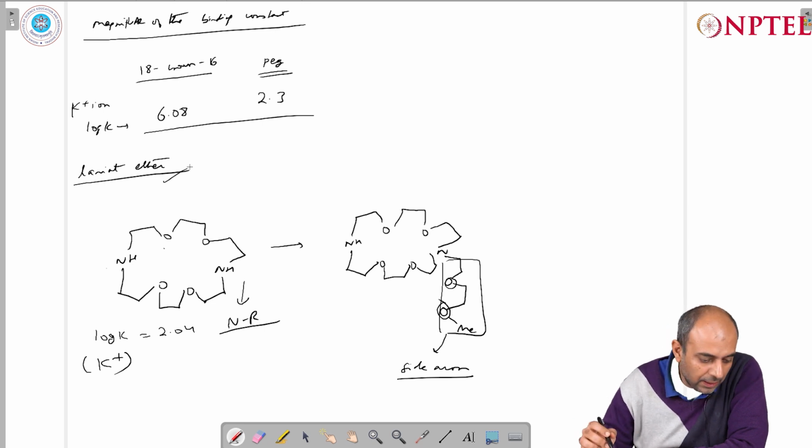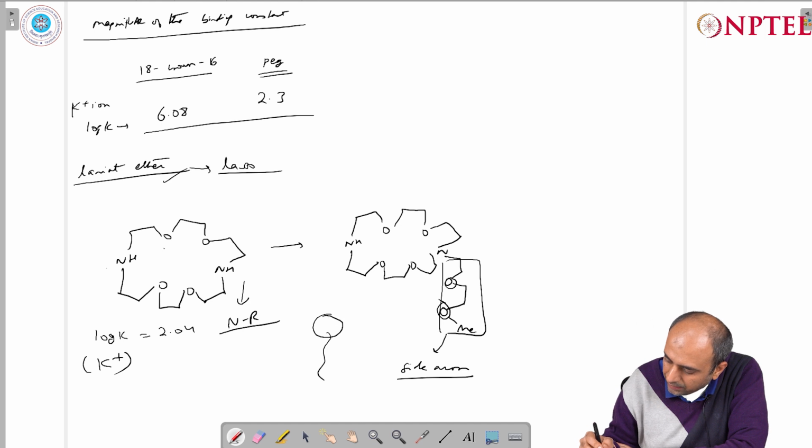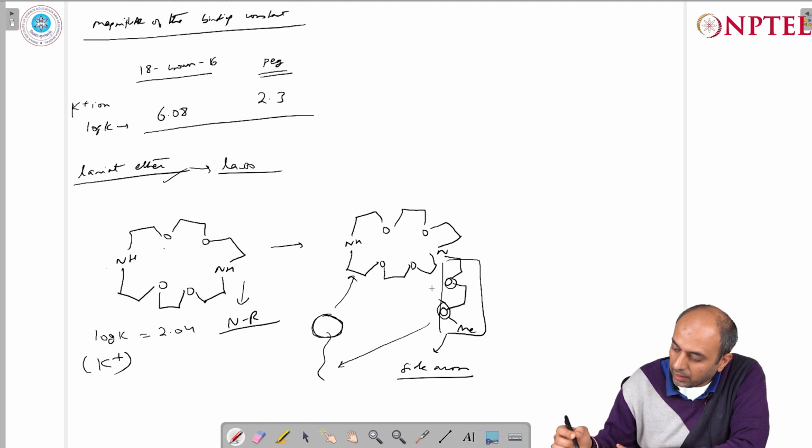This is referred to as a lariat ether, and the name comes from the word lasso, where we have a rope which is tied at the end with a circular kind of loop. The circular loop represents the cyclic ring, and the linear part represents the side arm. So we have a lasso where the rope part is the side arm and the circular part is the cyclic ring.